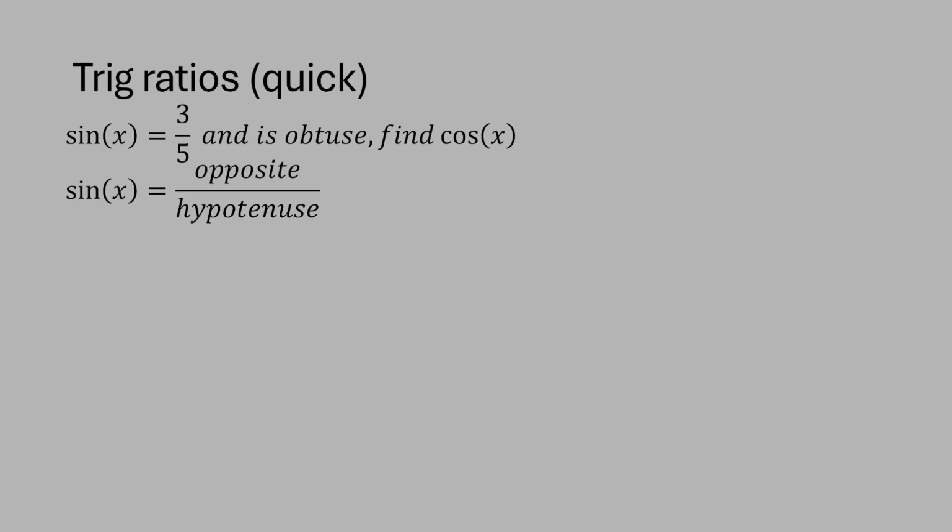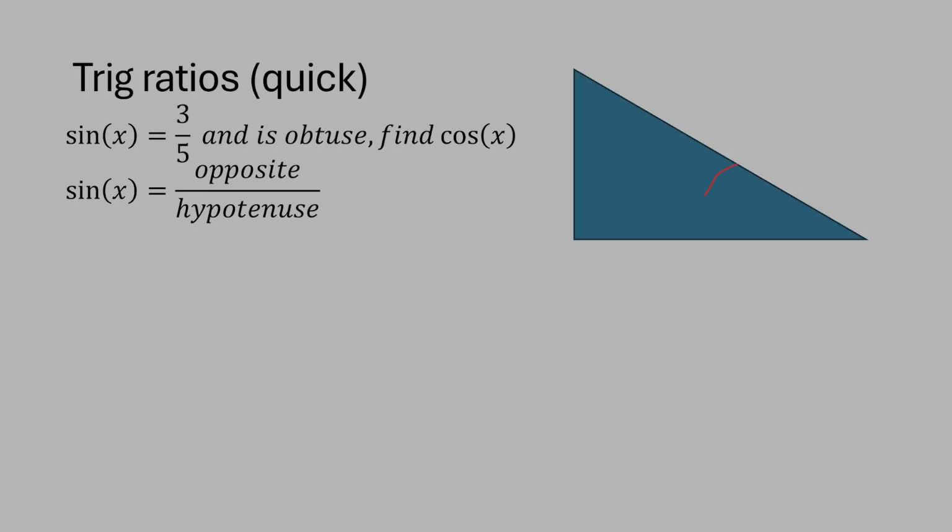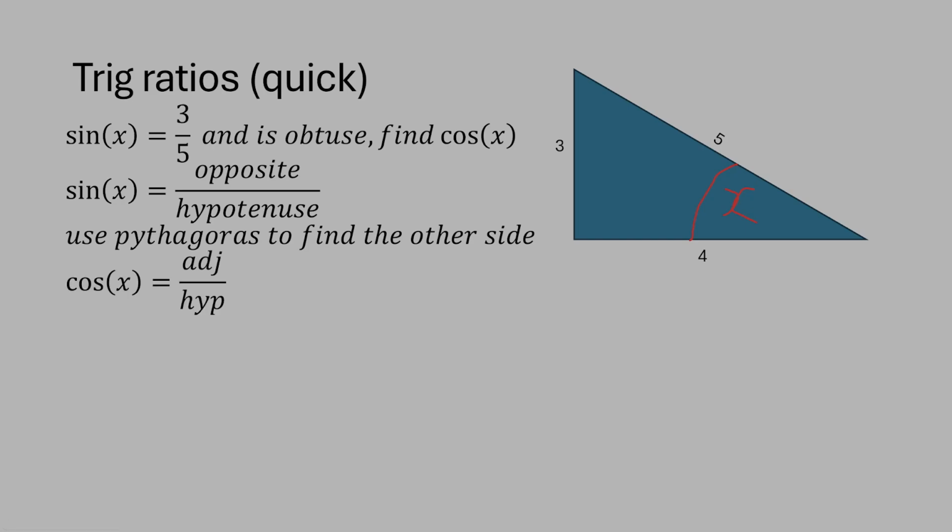And you have to find cos of x, and this would be on a non-calculator paper. So firstly, we know that sine is opposite over hypotenuse, simple stuff. Then we're going to draw out the triangle like this, with the angle and then the two sides that we have right here, the 3 and the 5. Next, we're going to use Pythagoras to find the other side. So this is a Pythagorean triple, so it means that this side will be a whole number.